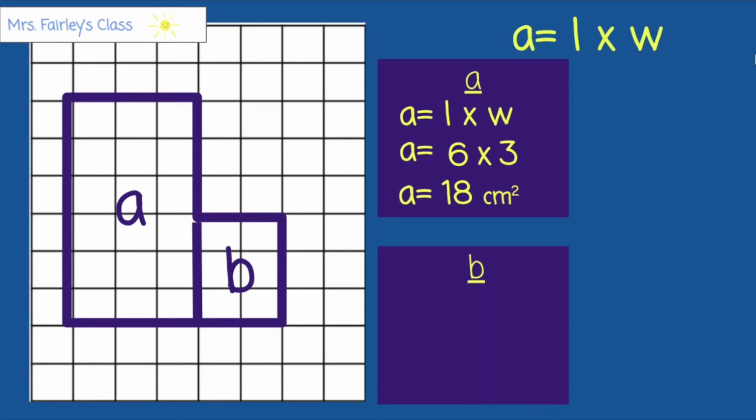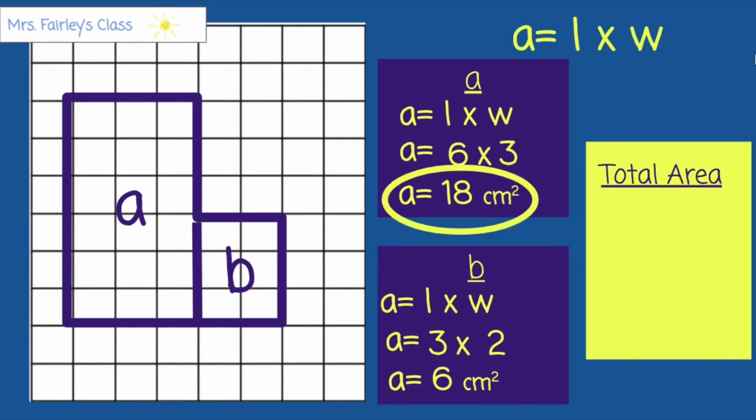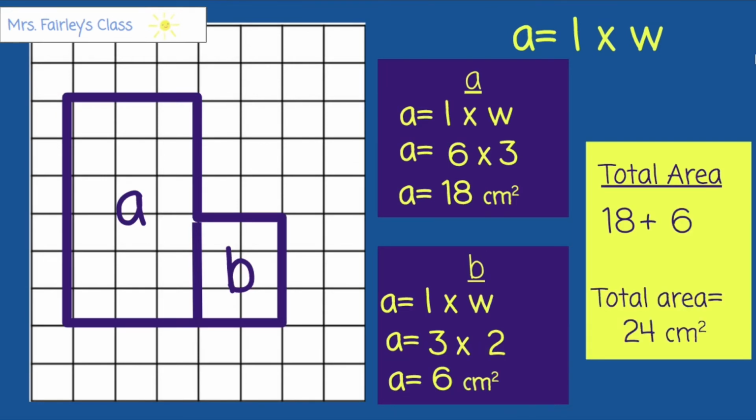Now let's look at B. We'll use our formula, area equals length times width. The length is 3 because it's 3 square centimeters tall. The width is 2 because it's 2 square centimeters wide. We'll multiply them together to find an area of 6 centimeters squared for rectangle B. To find the total surface area of our shape, we need to add the area of rectangle A with the area of rectangle B. Let's do that over here. Area of A plus the area of B, we have a total area of 24 centimeters squared.